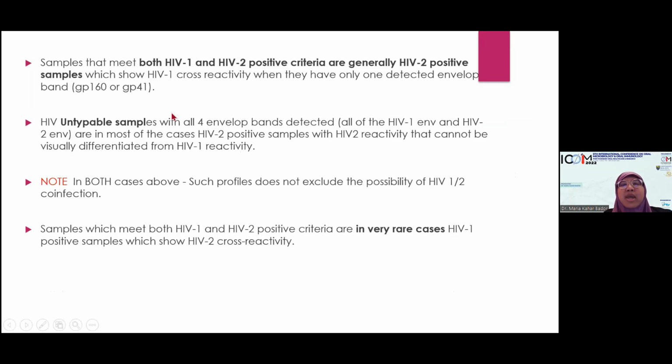So what happens if you have some unusual ones which are untypable, where all 4 envelope bands are detected? So that means all of the HIV-1 envelope and all of the HIV-2, and that can be visualized. We have not had that. So there could be a possibility of HIV-1 and HIV-2 co-infection. And samples which meet both HIV-1 and HIV-2 positive criteria are very rare. And obviously we have to confirm further.